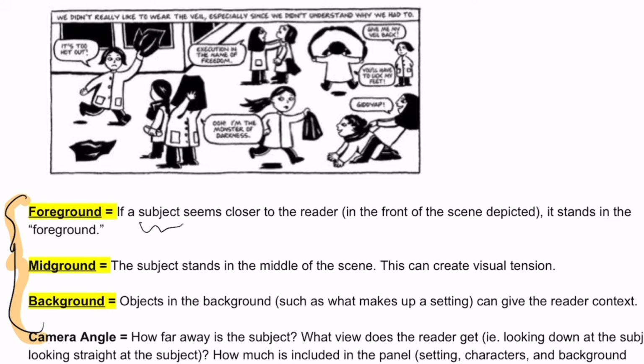So you would see them with maybe other characters or a different sort of setting happening, and that helps to give a bigger picture. It could show more tension within that particular panel or tension within the story. And then the background is obviously the objects in the background, things that tell us what the setting is, the smaller things that you might notice behind the character. All of these are important in telling the story and helping us to understand exactly what's going on and the context.